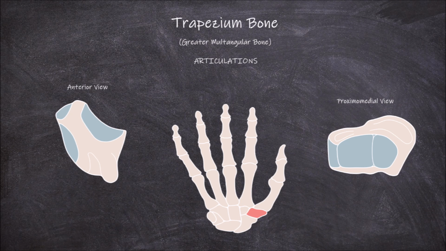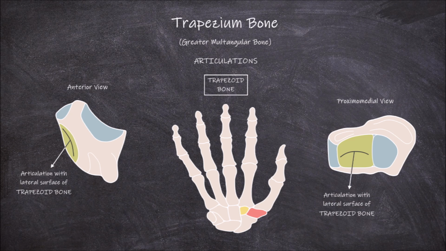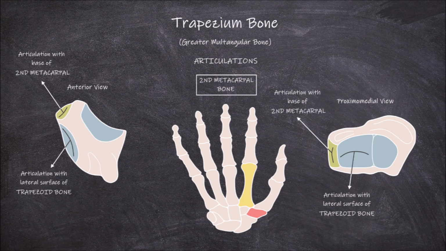This bone articulates with 4 other bones. The first of these articulations is with the trapezoid bone. The concave facet on the medial surface of the trapezium bone articulates with the facet on the lateral surface of the trapezoid bone. The second articulation is with the second metacarpal bone. The small facet on the distal end of the medial surface of the trapezium bone articulates with a facet on the base of the second metacarpal bone.